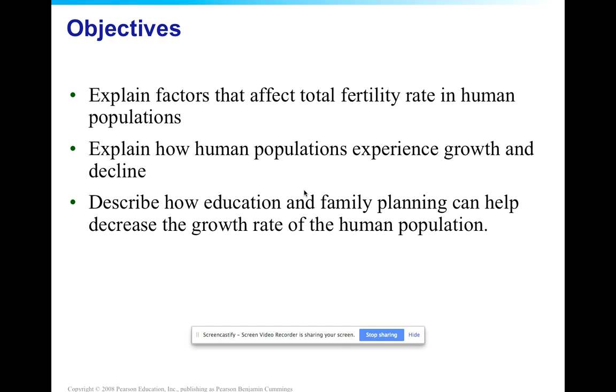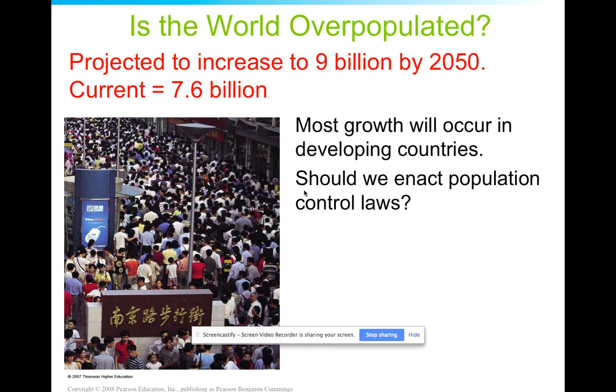So when you finish with this video, you should be able to explain factors that affect total fertility rate in human populations. You should also be able to explain how human populations experience growth and decline, and to describe how education and family planning can help to decrease the growth rate of the human population.